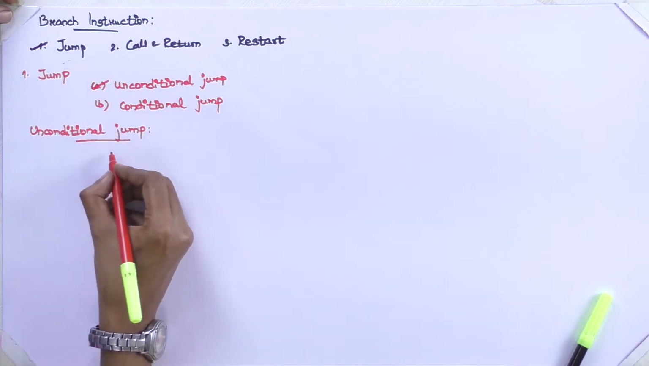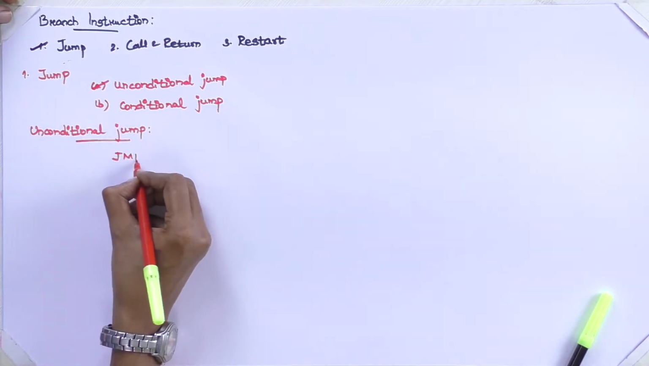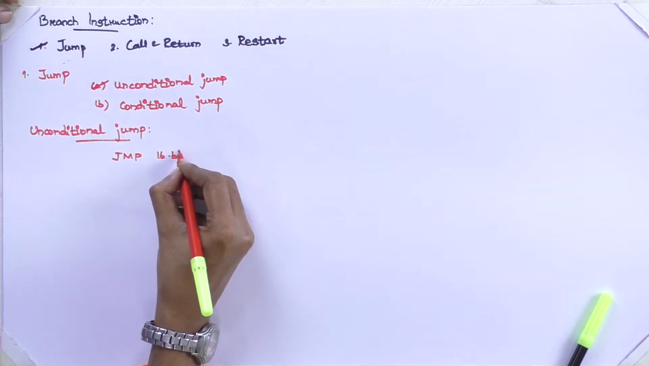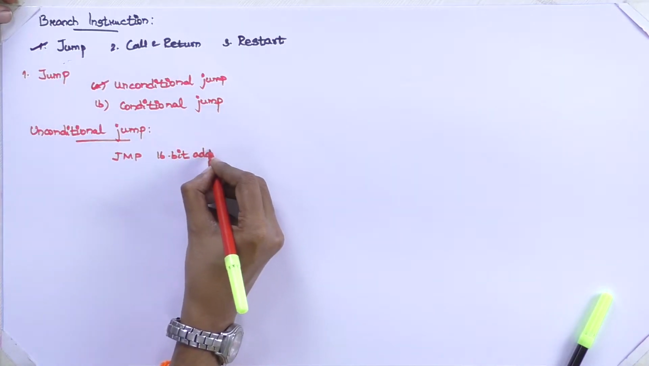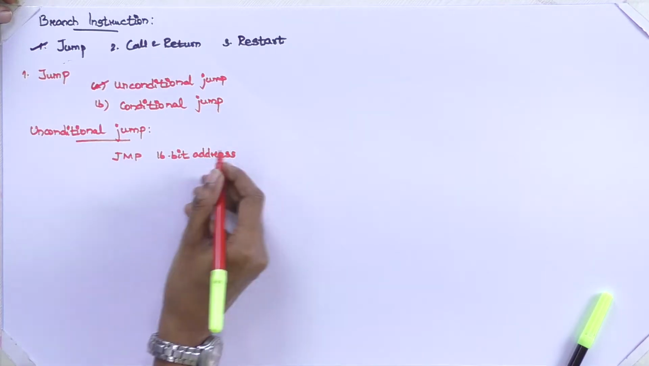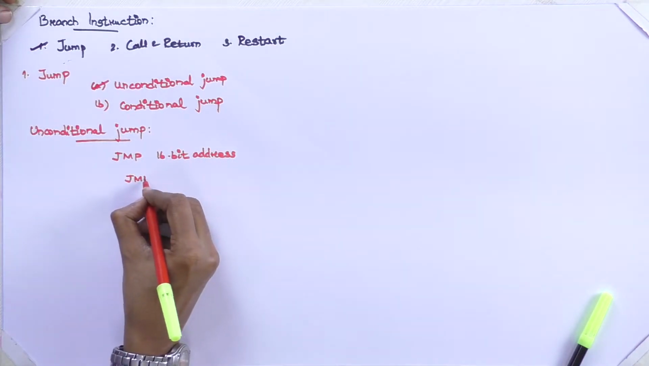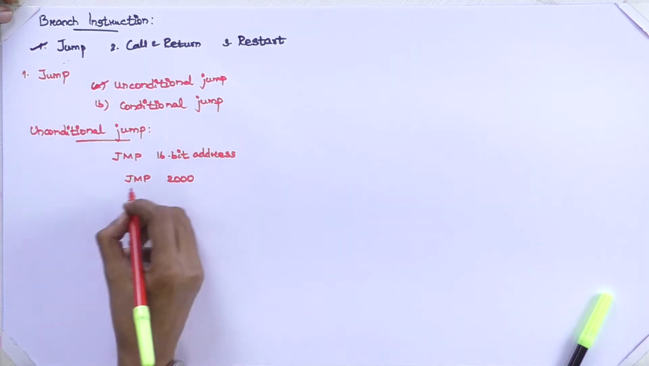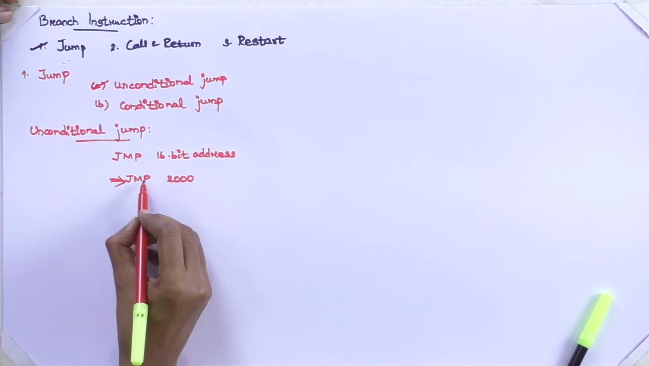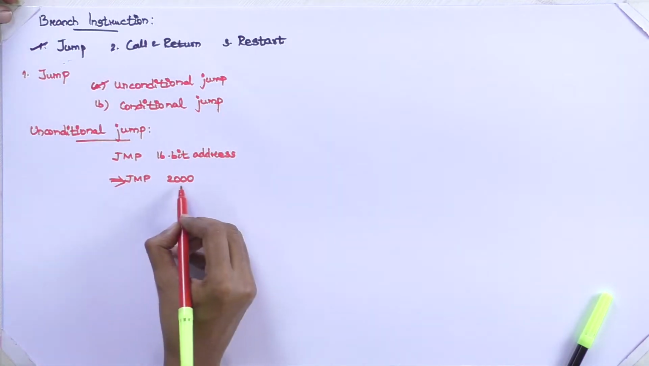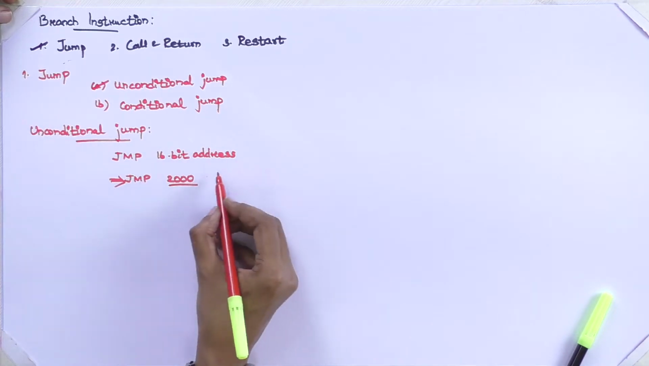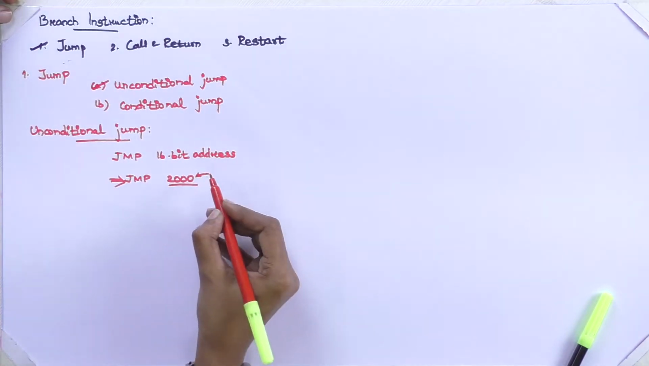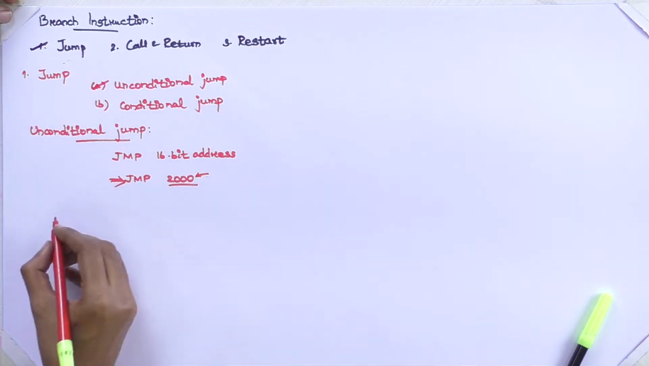So the example for unconditional is JMP, and you have to mention the 16-bit address, that means a memory address. If you have used JMP 2000, the processor, once it has seen this instruction, will jump to the address 2000 and execute whatever instruction you have stored in 2000. We will see it with an example.